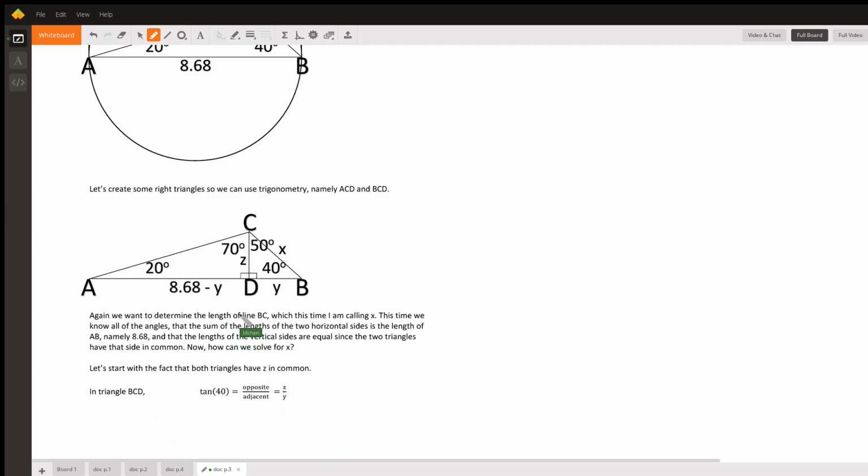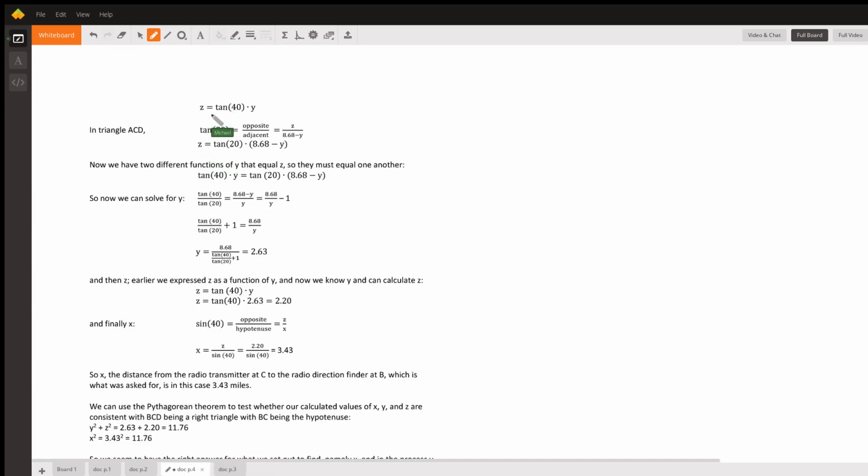For BCD, this triangle, we know that the tangent of this angle is opposite over adjacent, which is z over y, and then we can solve that for z. And then for the other triangle, we know that the tangent, opposite over adjacent, is z over the other side, which is 8.68 minus y, and solve that for z.